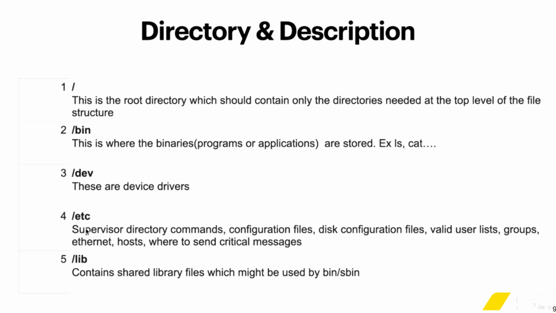But if there is a file or a configuration which is there for all the users, which is common, like the disk configuration files, valid user lists, groups, Ethernet, hosts, etc. All those things are inside etc. Next is lib. What does lib have? Lib is short for libraries. So all the library files would be inside it.